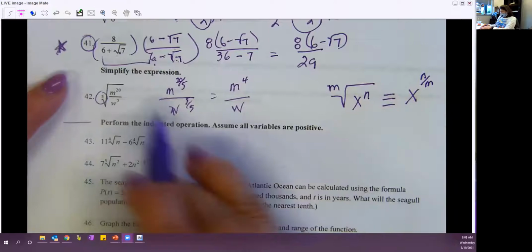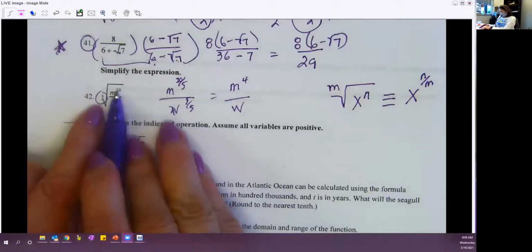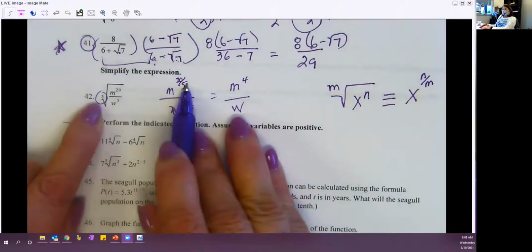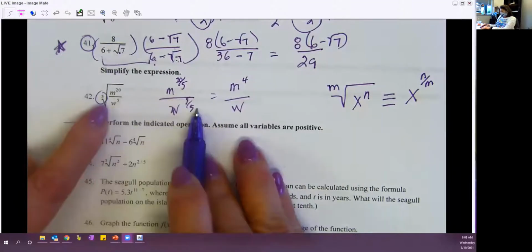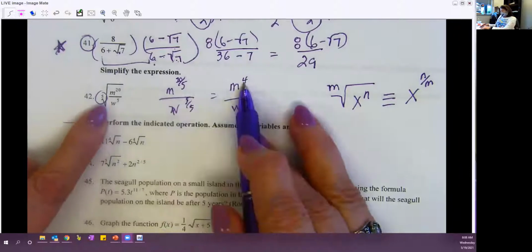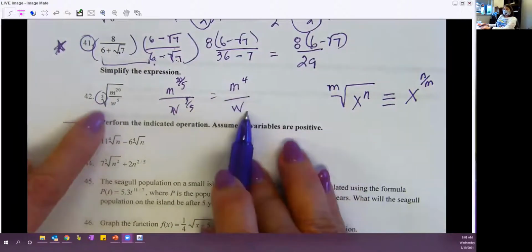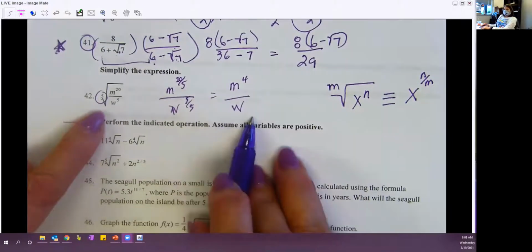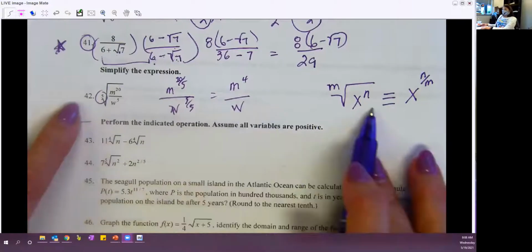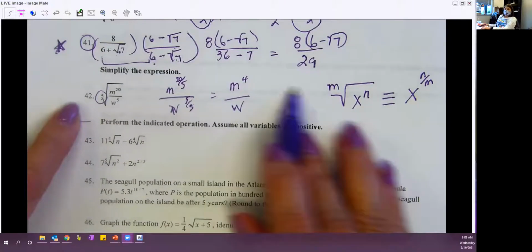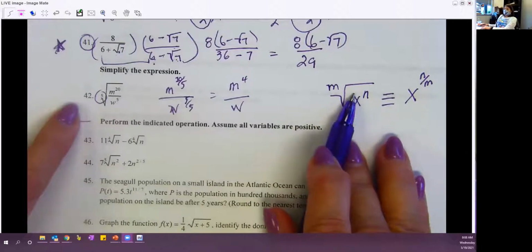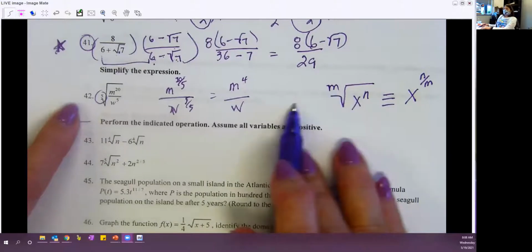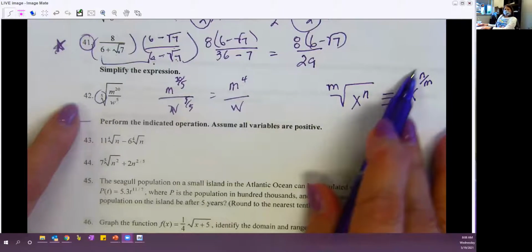So I have this m to the 20, and then the denominator is 5. So m to the 20 divided by 5, w to the 5 divided by 5. So 20 divided by 5 is 4, and 5 divided by 5 is 1. So this is your answer. This question is just making sure that you understand and remember this. This is also something you need for the next several years, to change the format from a radical to a rational exponent.